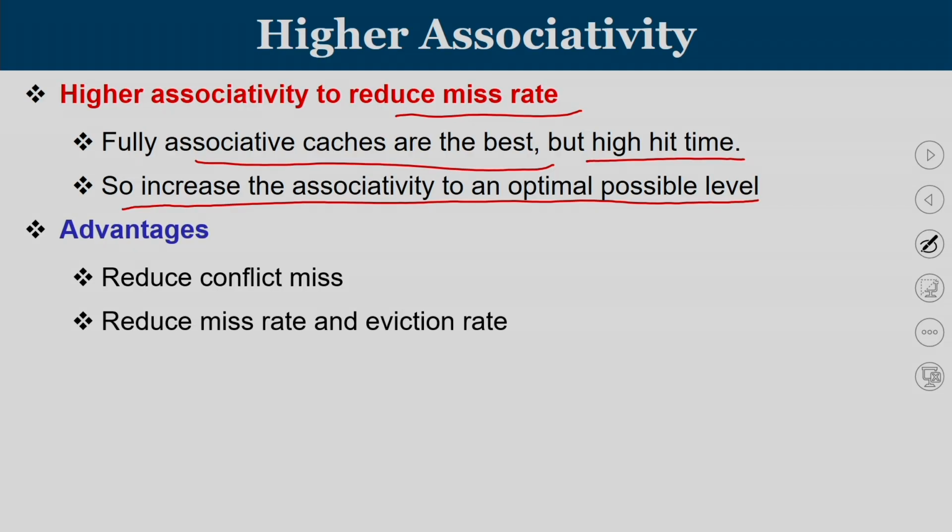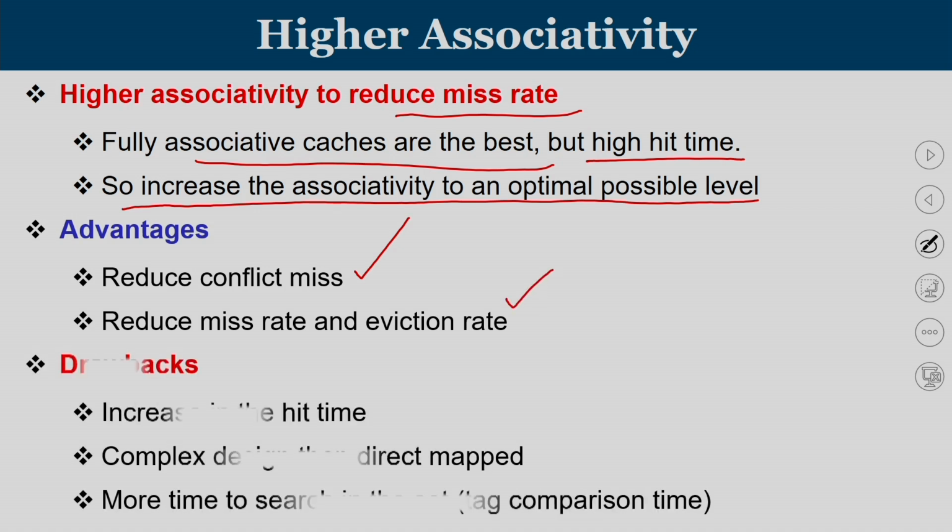The advantage is that we are trying to reduce conflict misses. When you have a direct mapped cache, there will be two blocks mapping into the same set. When you go for two-way associative, even though these two are mapping into the same set, we can still accommodate them because my one set has two blocks. It will reduce the miss rate and it is trying to reduce the eviction rate.